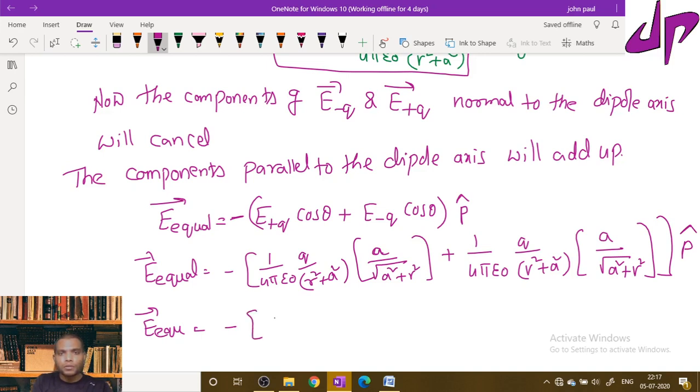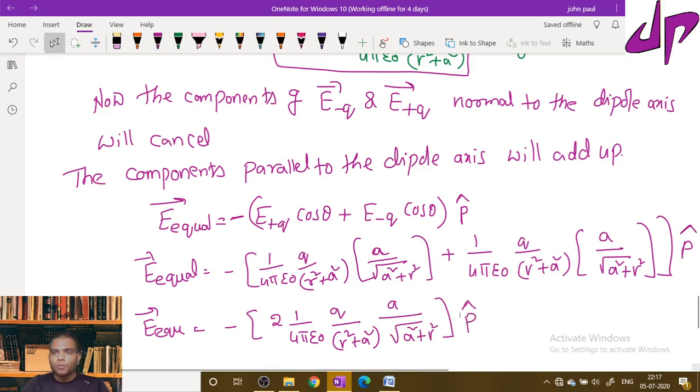Negative of 2 times 1 over 4 pi epsilon naught q by r square plus a square times a upon square root of a square plus r square. The direction is the negative sign, along the dipole moment direction.